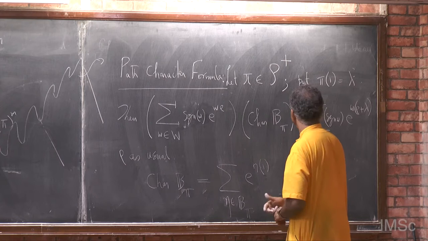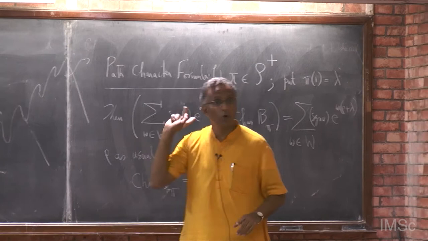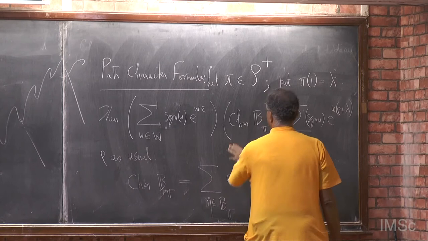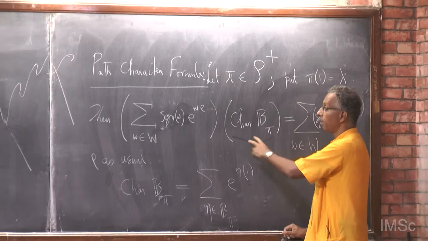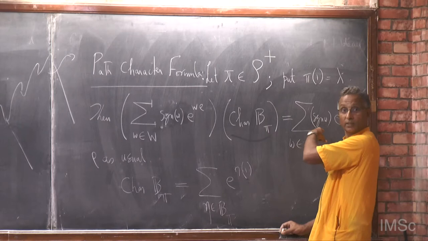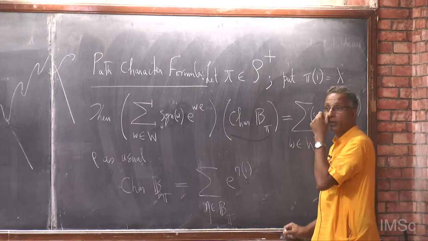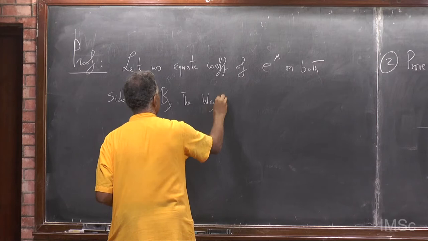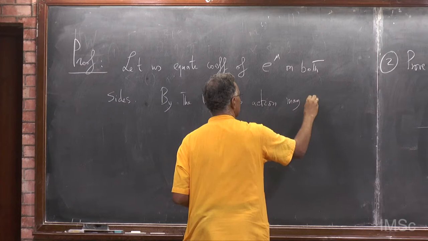what I can do is I can apply an element of W on both sides. Okay. This, nothing happens to this, it stays the same. Here it gets multiplied by a sign, and here it gets multiplied by a sign. Okay. So I can immediately reduce to the case when mu is dominant. Right, so we may assume by the Weyl group action mu is dominant. Is that clear?